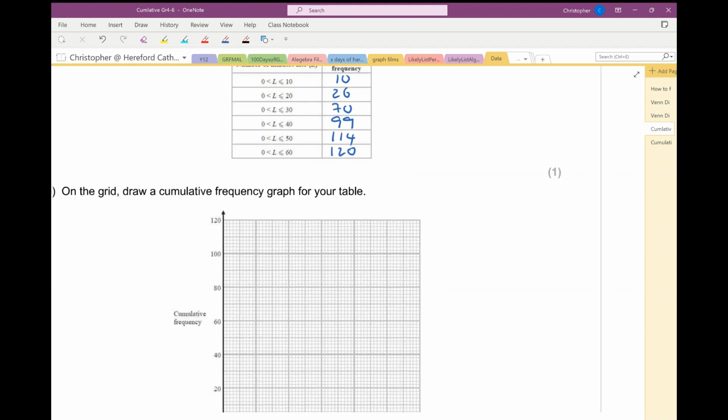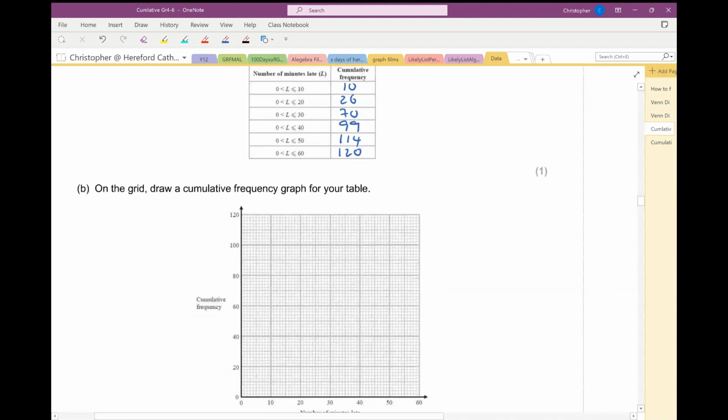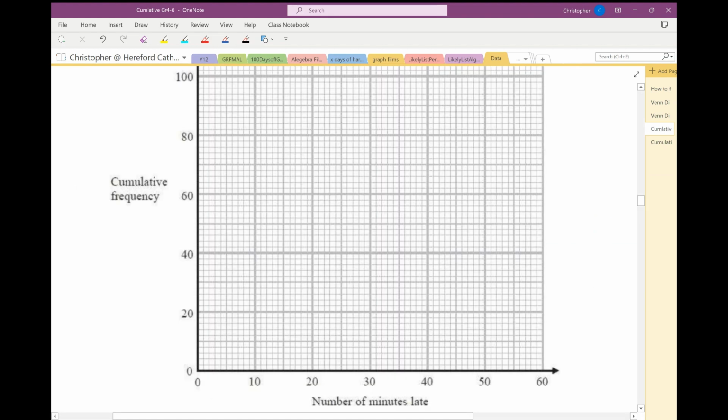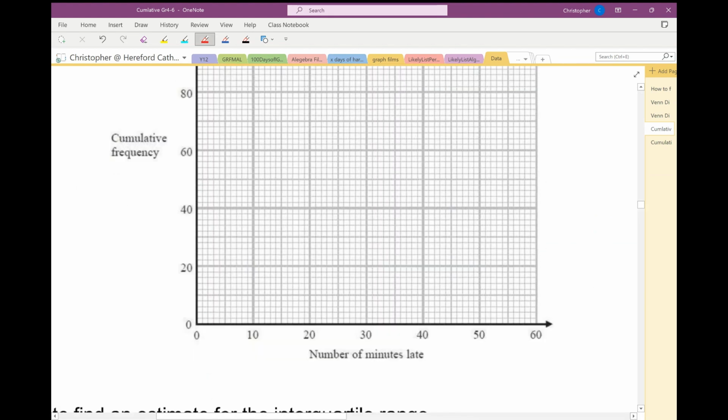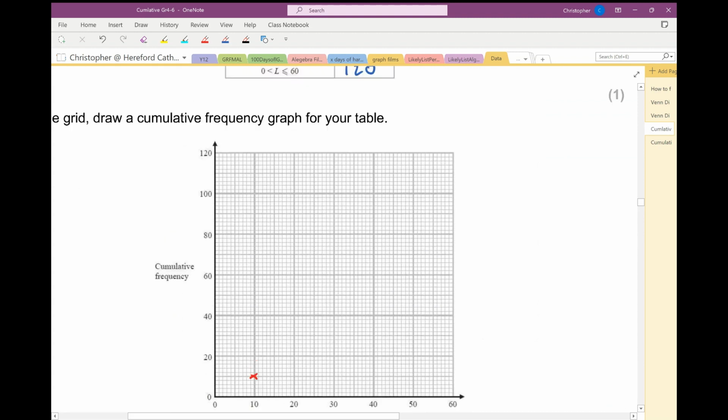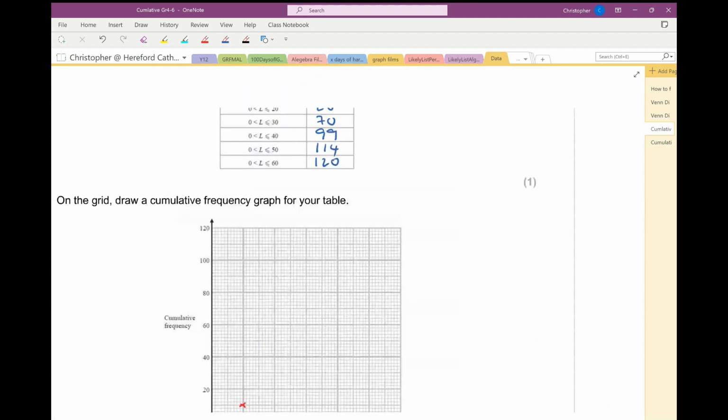Now, I won't make you watch me plot all the points, but let's plot the first couple together. So remember, you use the end of the class there. So 10 minutes late, cumulative frequency of 10. Oh, look out, got different scales here. Look, 10 minutes late, cumulative frequency of 10. Do you see it's 5 squares for 10 units on the cumulative frequency scale? Let's do the next one.